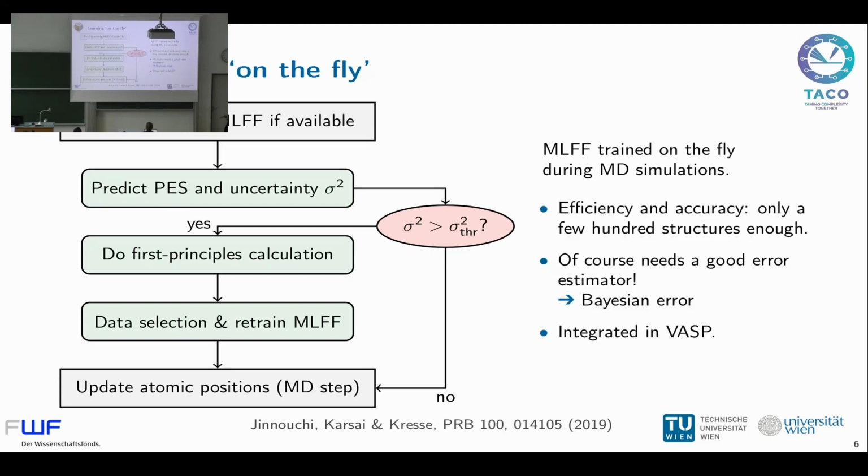Now this is, we think, really, really efficient. So it allows us to train a kind of minimalistic set of training data. And of course, this requires having a good error estimator, and the framework of Bayesian inference gives us the tool, the Bayesian error. And as I said, this is fully integrated in VASP.